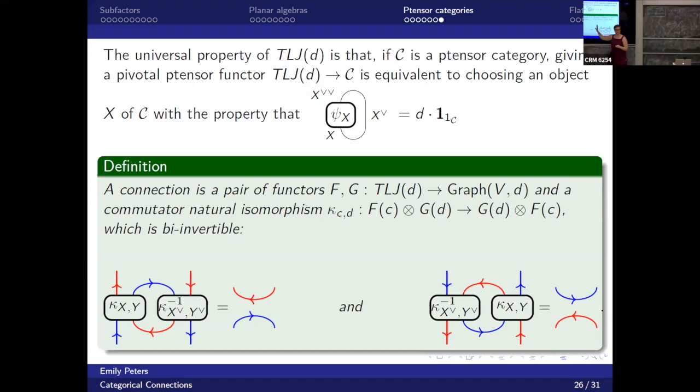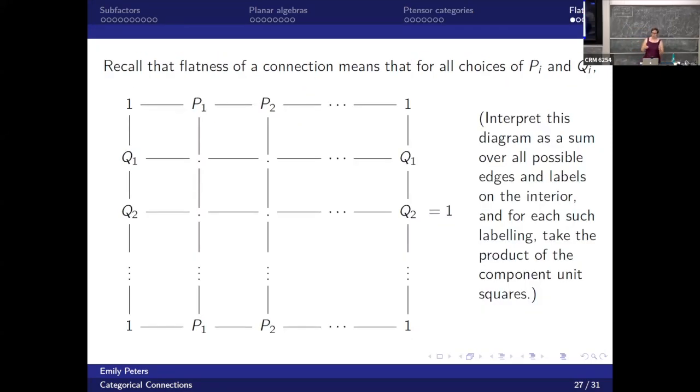And really, this is kind of associativity data here, right? Saying that acting on the left and then acting on the right should be the same as acting on the right and then acting on the left. Okay. And so what does flatness mean in this tensor category setting? So here I'm going to just put up the definitions we've had so far.